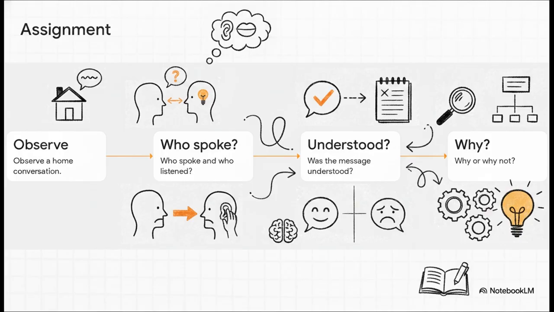First, write down who spoke. Second, who listened. Third, was the message understood? And fourth, write down why or why not. This is a brilliant way to see how communication happens in everyday real life.